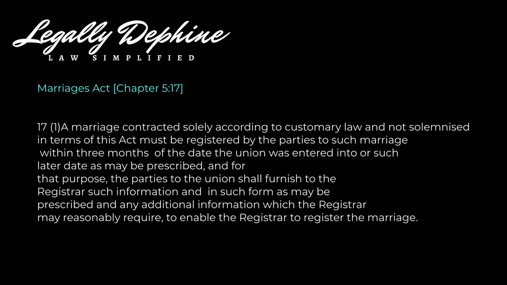as well as the status of the parties in the marriage. Section 17 provides as follows. A marriage contracted solely according to customary law and not solemnized in terms of this act must be registered by the parties to such marriage within 3 months of the date the union was entered into, or such later date as may be prescribed, and for that purpose, the parties to the union shall furnish to the registrar such information and in such form as may be prescribed, and any additional information which the registrar may reasonably require to enable the registrar to register the marriage.